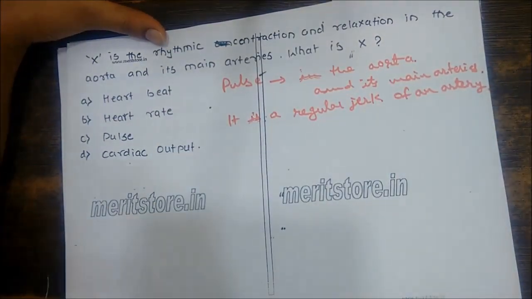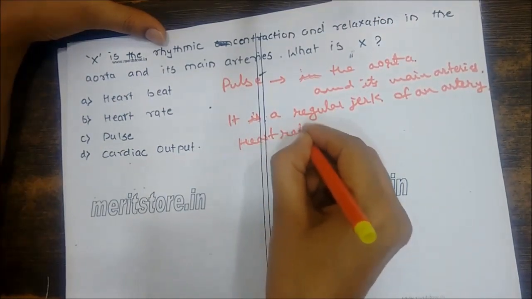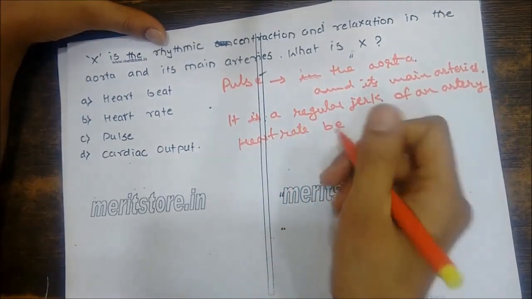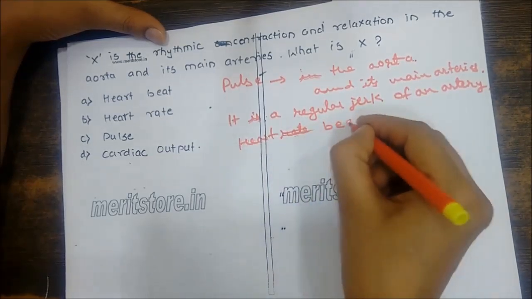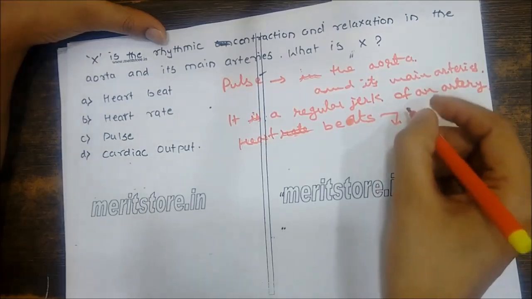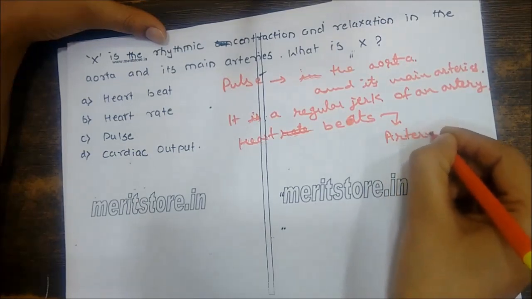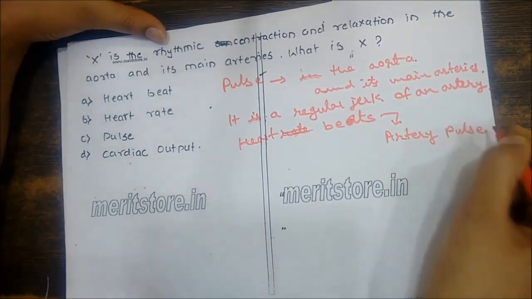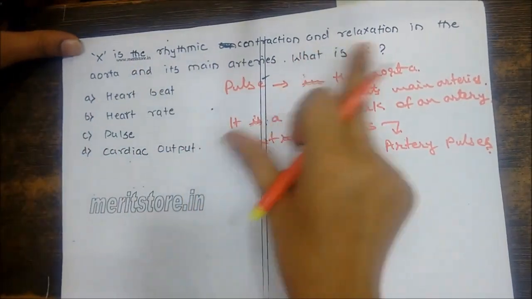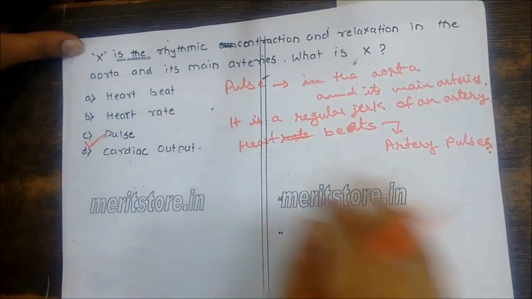It is the same as the heartbeat, heart rate, because an artery pulses every time the heart beats. So if the heart beats, then the artery pulses. So X is the rhythmic contraction and relaxation in the aorta and its main arteries. What is X? X is pulse, C.